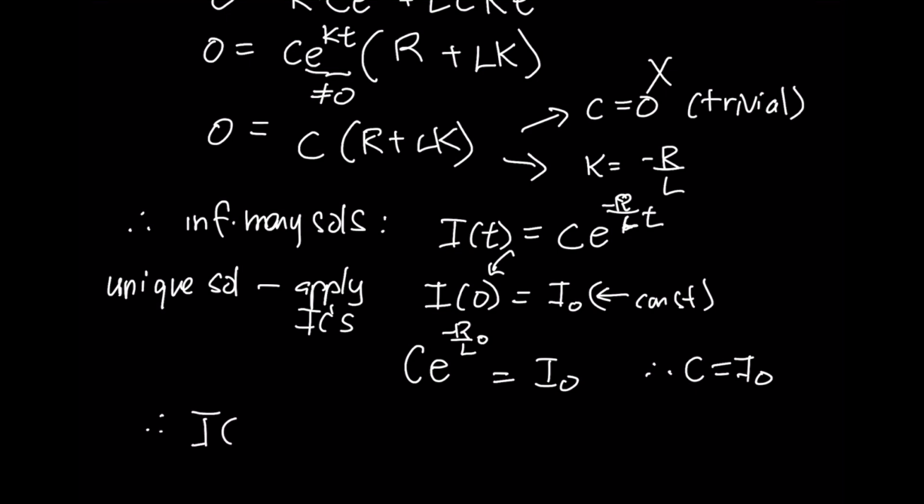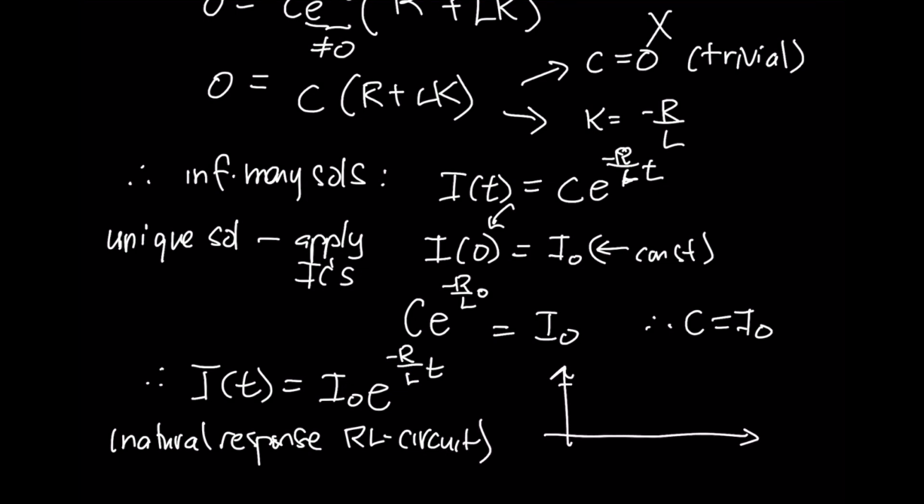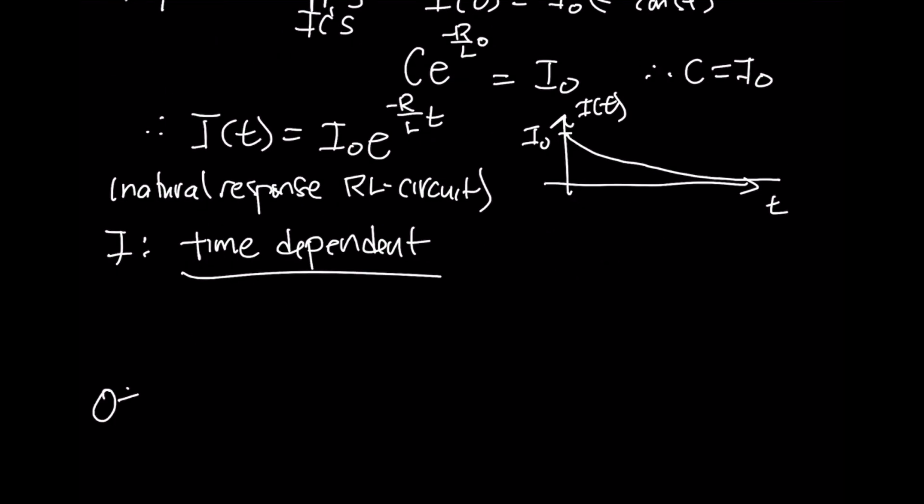The current through this RL series circuit looks like this. So this is what's called the natural response of an RL circuit, a decaying exponential current as a function of time. It simply decays down to 0. The current is time dependent. And this is very different than what you find in a regular circuit that just has a resistor.